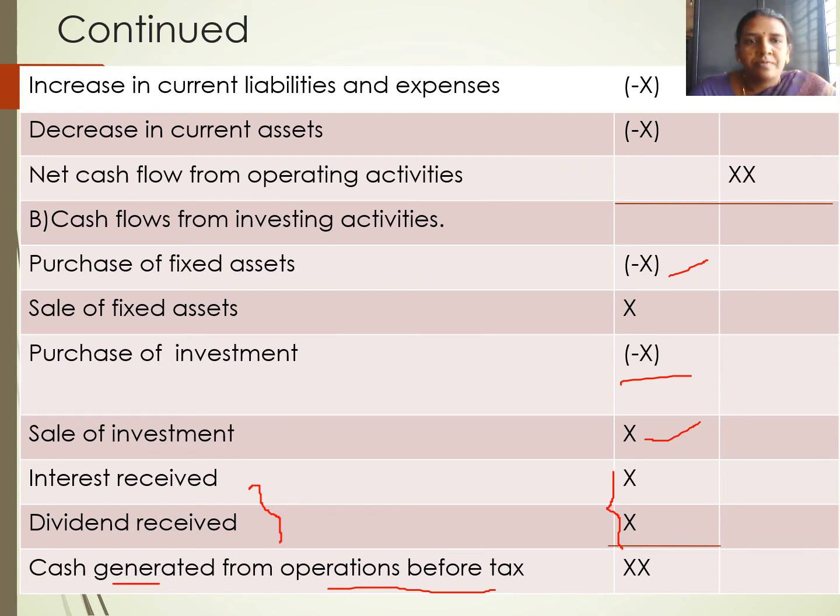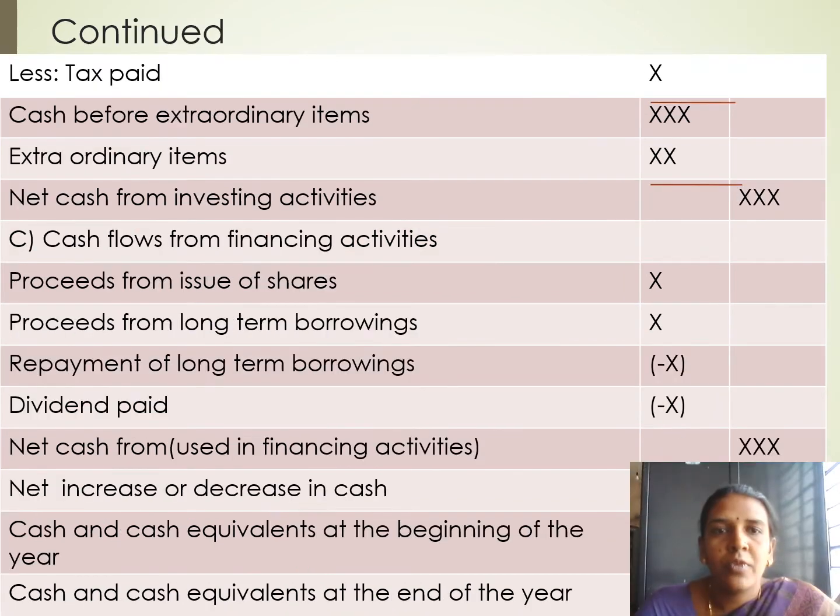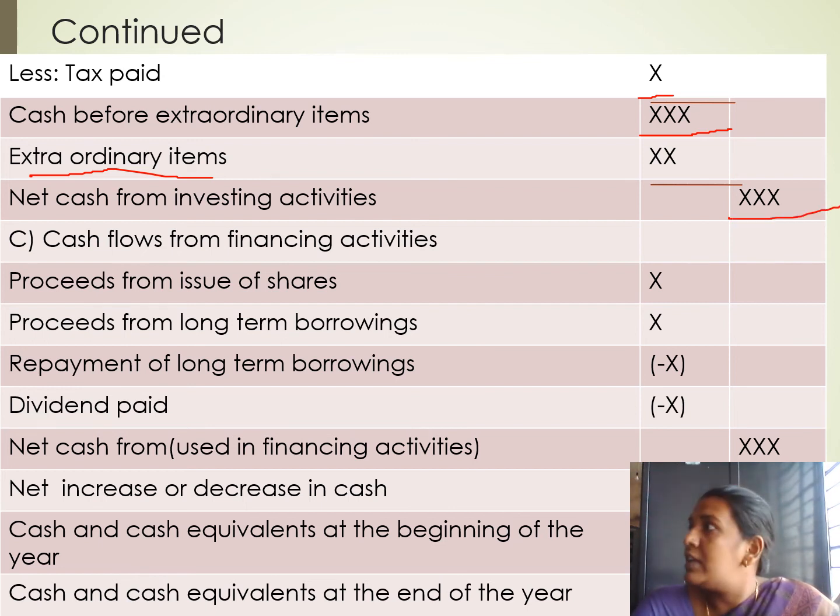Then next we have to pay the tax. We have to record how much tax we have paid. Then next one comes cash before extraordinary items. The resultant figure is cash before extraordinary items, before deducting or adding extraordinary items. This is the cash flow. After that we have to make adjustment for extraordinary items. Then next the resultant figure is net cash from investing activities.